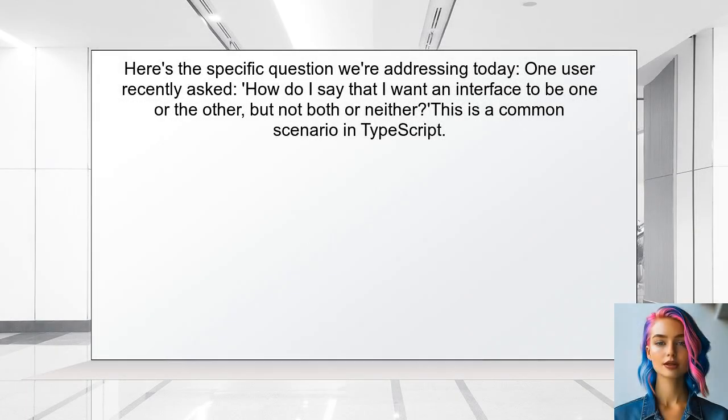Here's the specific question we're addressing today. One user recently asked, "How do I say that I want an interface to be one or the other, but not both or neither?" This is a common scenario when defining interfaces in TypeScript, and it's a great question. Let's explore how to tackle this.